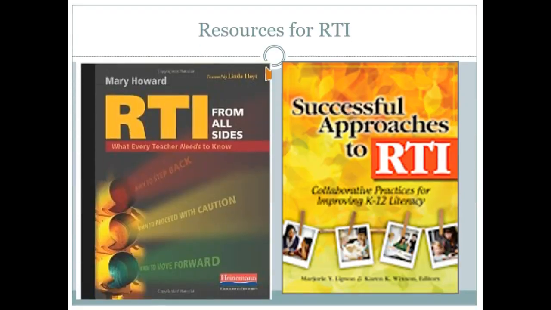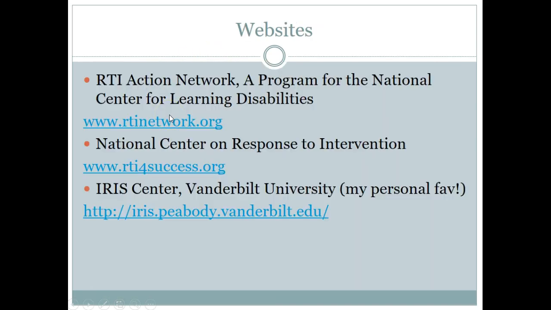All right, here's some resources for RTI. This RTI from All Sides is kind of more of your primer of RTI, the basics really, quick, easy read. This is a little more academic, successful approaches to RTI. It's best practices for K-12 literacy. So it'll give you a chapter highlighting a specific aspect of RTI, and then the following chapter will give you a case study of a school that's actually done that, and it does span all levels, K-12. So, I learned a lot from this. It's very academic, high level, whereas this is more applicable, more teacher-friendly, a little more palatable.